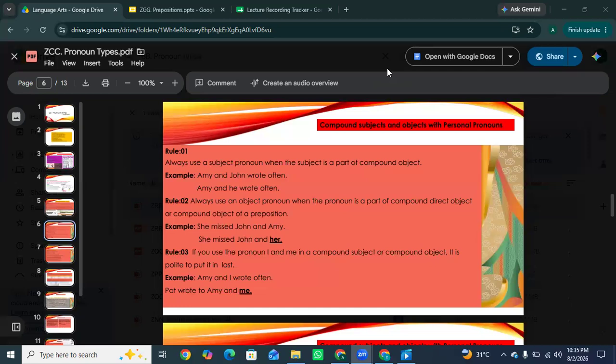Rule number 2 is always use an object pronoun when the pronoun is part of a compound direct object or compound object of a preposition. Like use an object pronoun in a compound object, like she missed John and Emma.